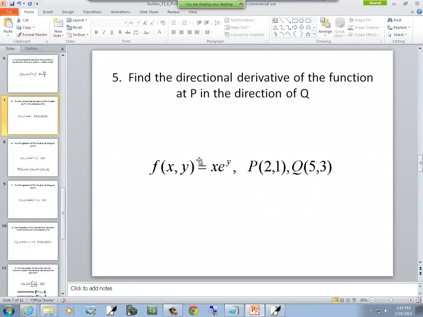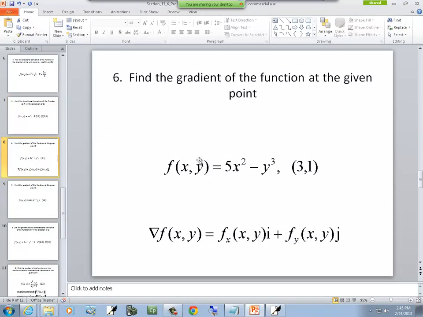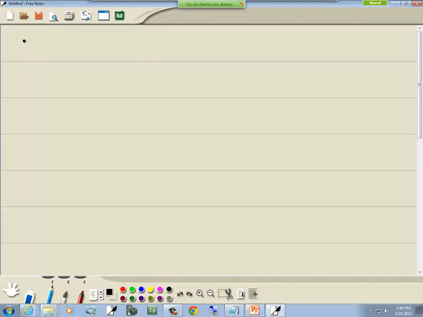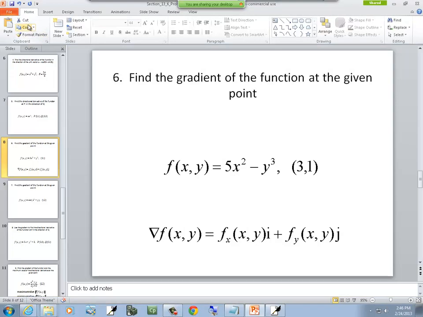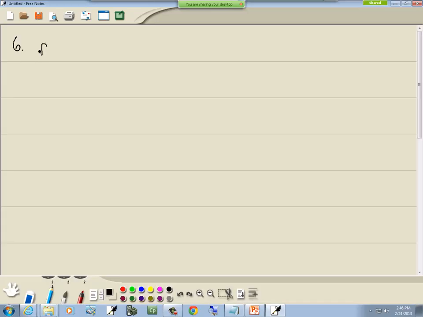Let's look at our next problem. Now here they're just asking us to find a little piece of those steps we were doing. They just asked us to find a gradient. And we'll see the gradient can be used to find various information, and we'll look at one example in this lesson.